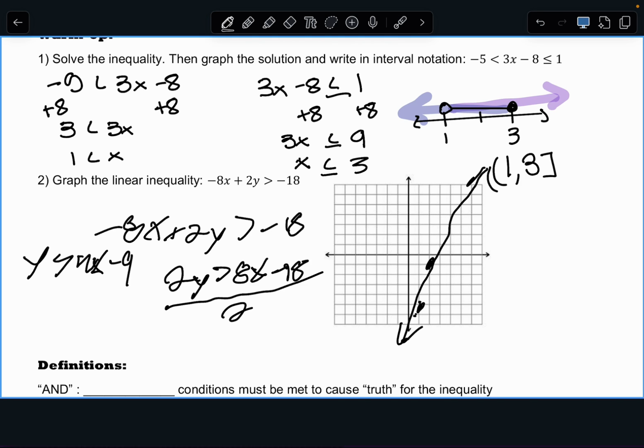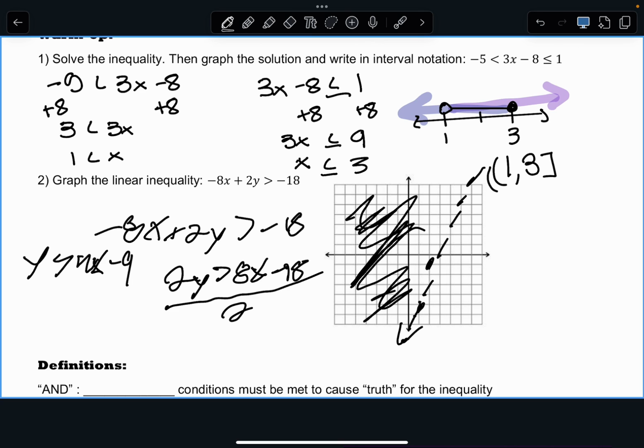Okay. Anyone see something that we might want to fix? Go ahead. Yeah, dashed line, perfect. And shading, perfect. How did we know that that's where we wanted to shade? It's Y greater than, so we choose above the line. How did we know that it was a dashed line? Yeah, it's just greater than, not greater than or equal to. Perfect. Give a round of applause.